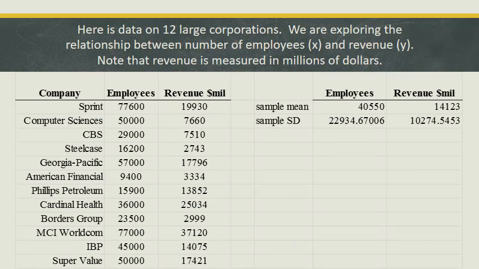This example has data from 12 corporations. The x variable is the number of employees, and the y variable is company revenue in millions of dollars. And for your convenience, I've put the sample means and standard deviations over on this side. Copy this data set down because you'll need it to answer the 3 questions coming up. Good luck with that, and check out the next video.